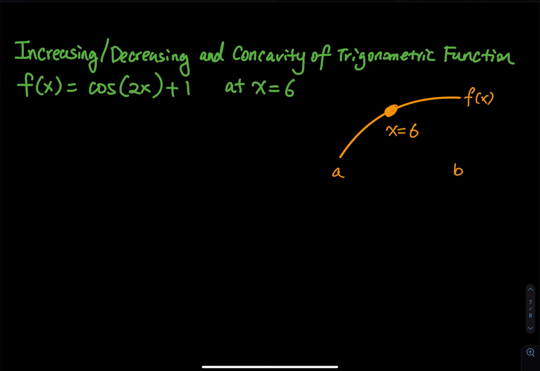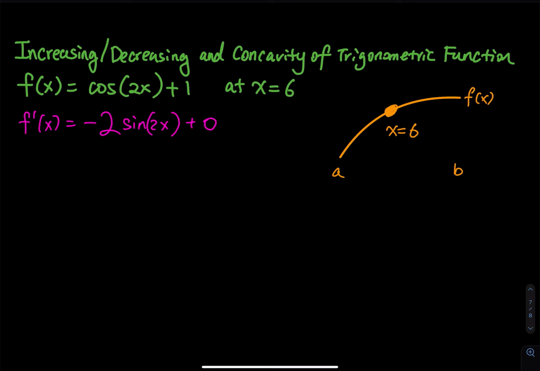So to study increasing or decreasing, we have to get the first derivative. The first derivative is f prime of x equals the derivative of cosine, which is negative sine, right? So we have negative sine of 2x, and then the derivative of 2x is 2. The derivative of 1 is 0. So this is one function, f prime of x, to describe the slope of the given function at any x value.